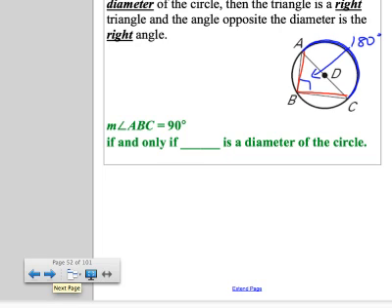So it says the measure of angle ABC is equal to 90 if and only if AC is a diameter of the circle. So again, if you have a triangle inscribed in a circle and one of the sides is a diameter, then that means it's actually the hypotenuse, which makes it a right triangle.